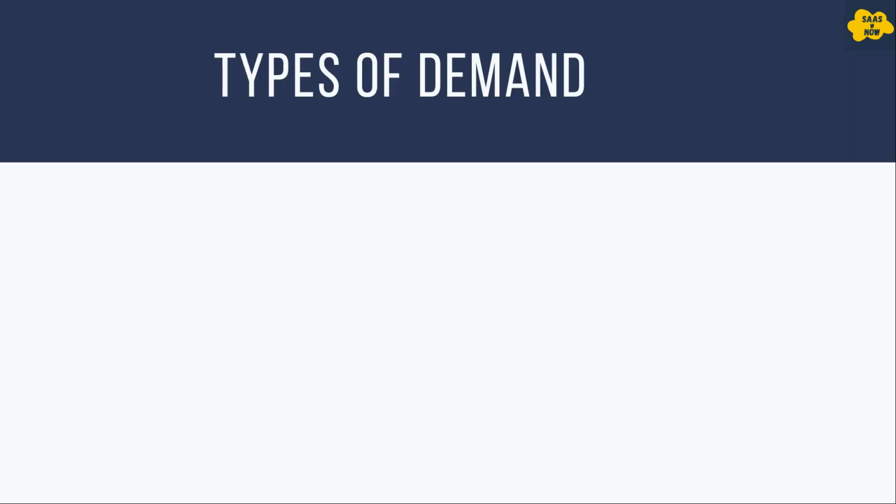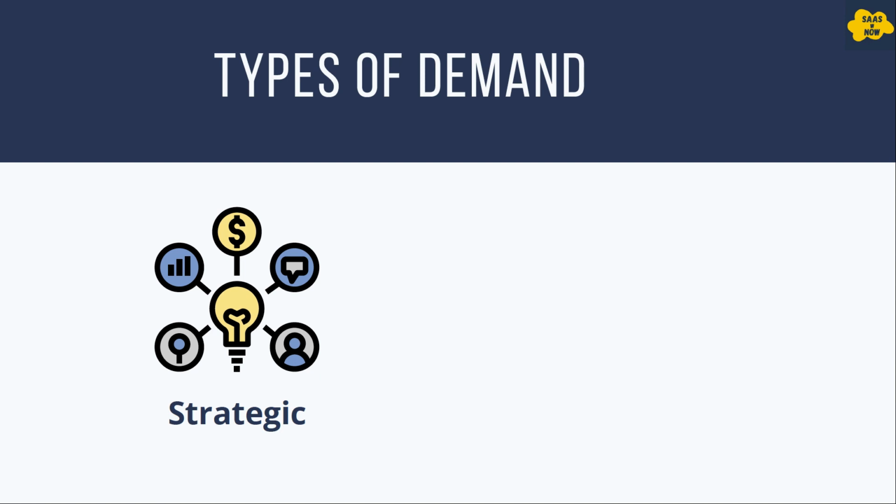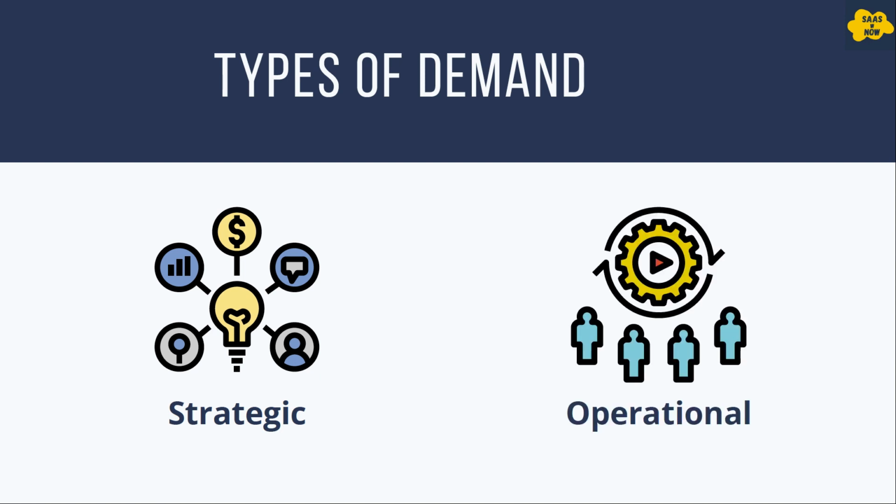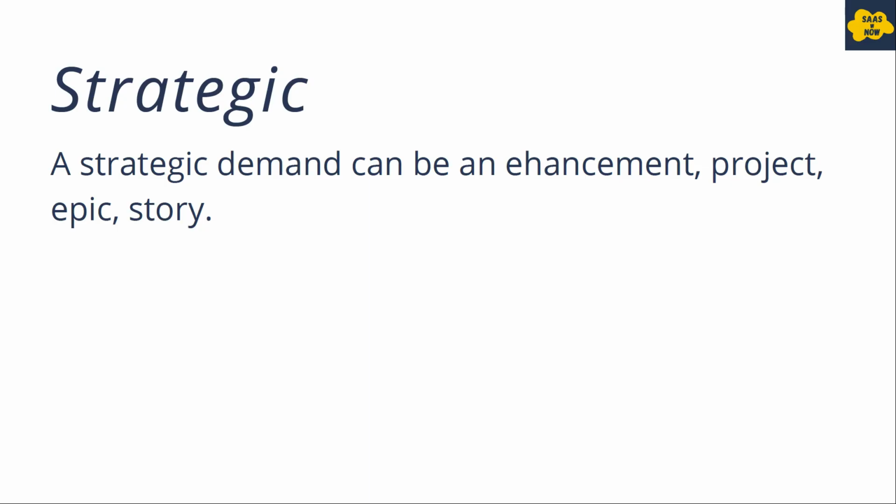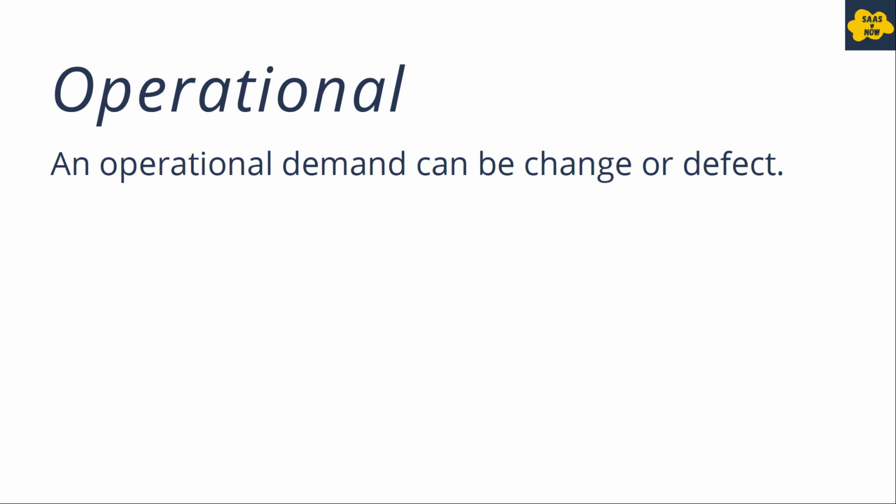Types of demand. There are two types of demand in ServiceNow: strategic and operational. Strategic demand is a kind of request which can lead to the creation of an enhancement or project or a story, etc. Then we have operational demand, which can lead to the creation of a change or a defect, which is for operational work.